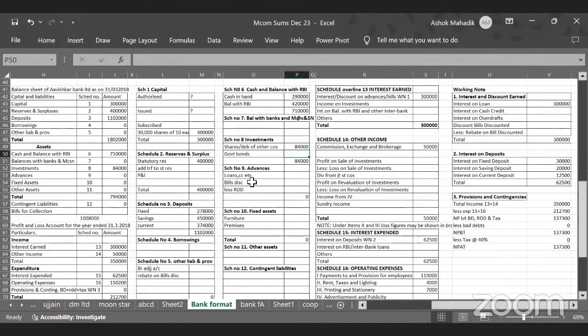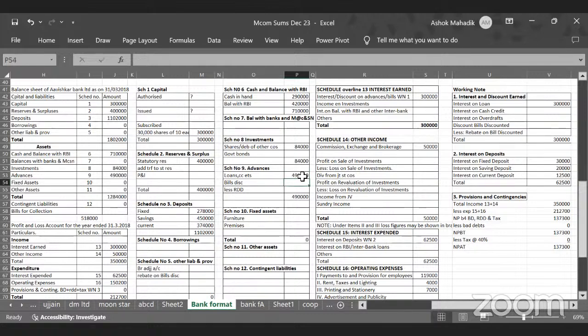Okay. The next loans, cash credit. These are lendings by the bankers. So advances, we can call it advances. For advances, we have schedule number 9. So how much is the amount? 4,90,000 in advances. Okay, 4,90,000.